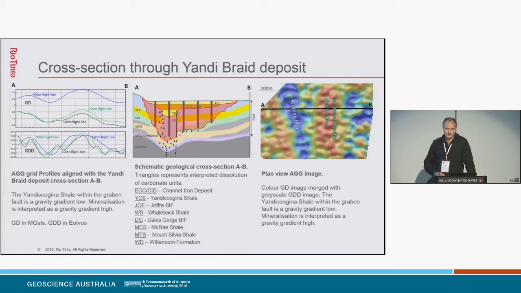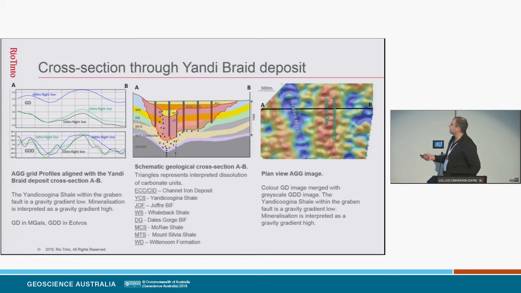For this slide, we examine the previously mentioned Graben feature and the deposit more closely. We have a schematic geological cross-section of Yandy Braid deposit with associated GD and GDD profiles from the 100, 200 and 400 metre line space grids. The mineralisation response corresponds to a GD and GDD high, whereas the Graben structure, interpreted as being associated with the dissolution of carbonate units in the Dales Gorge and Macrae Shale units, corresponds to a GD and GDD low.